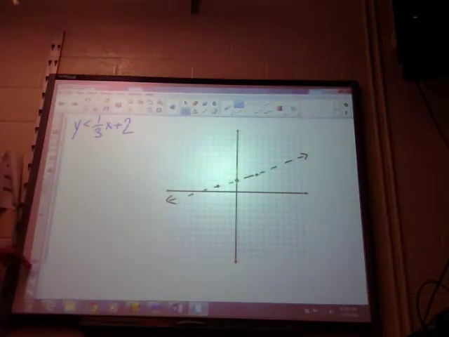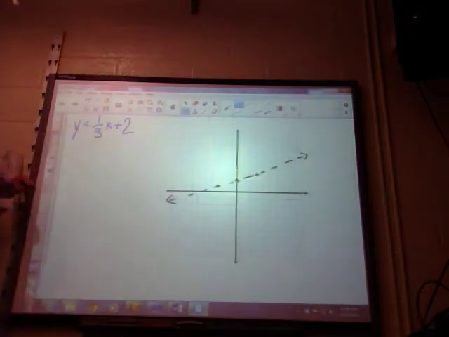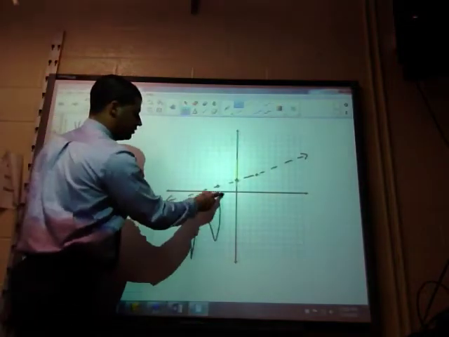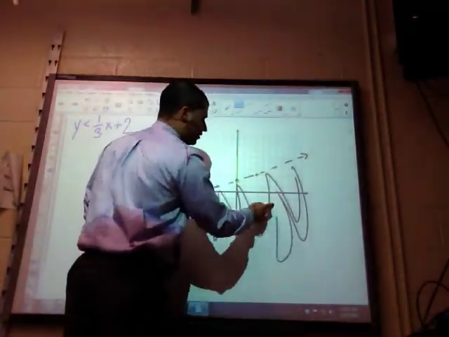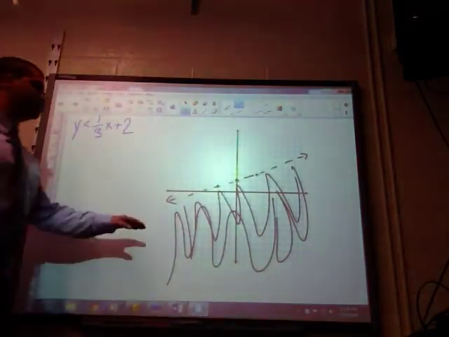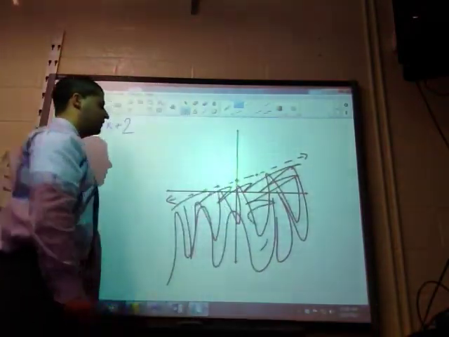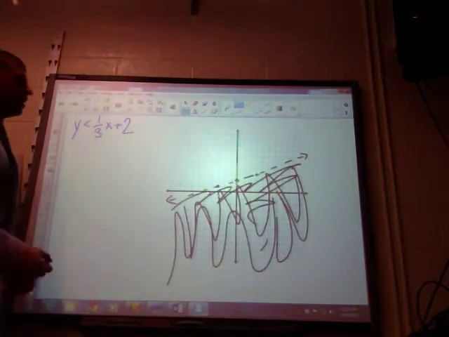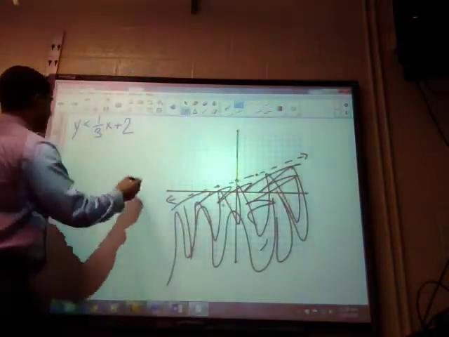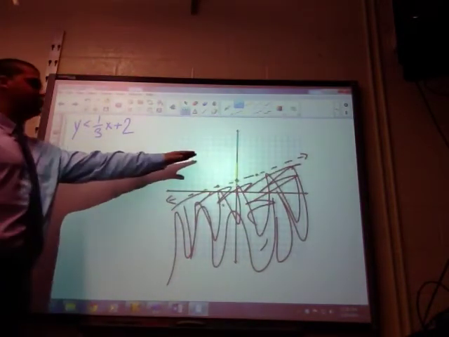And since it's less than, that also means that we shade below. So below this line, we're going to shade in everything. That's all the points, and that goes on forever and ever, down, down, down, because any point in this shaded region, up until this line, would qualify as a point that would work. Any of these points, if you plug it into your inequality, would hold true. Anything above it would be false.